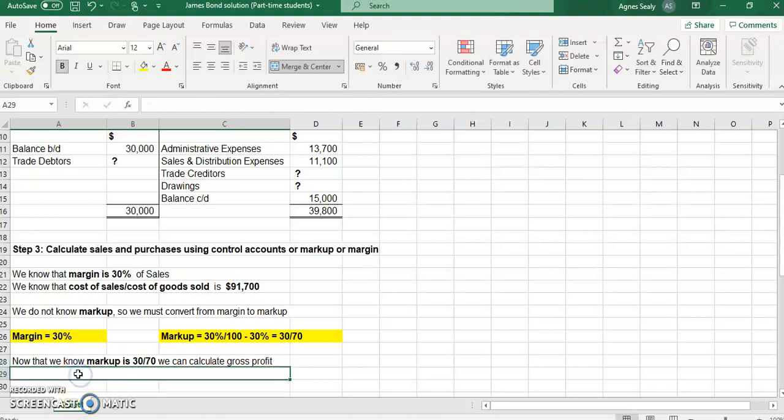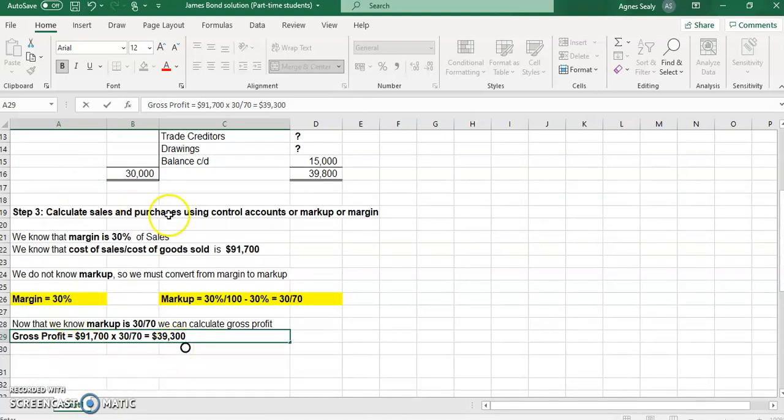And this is what gross profit will be. Our gross profit equals our cost of goods sold, or cost of sales, which is $91,700, multiplied by 30 divided by 70. 91,700 multiplied by 30 on 70 is $39,300. So $39,300 is our gross profit.